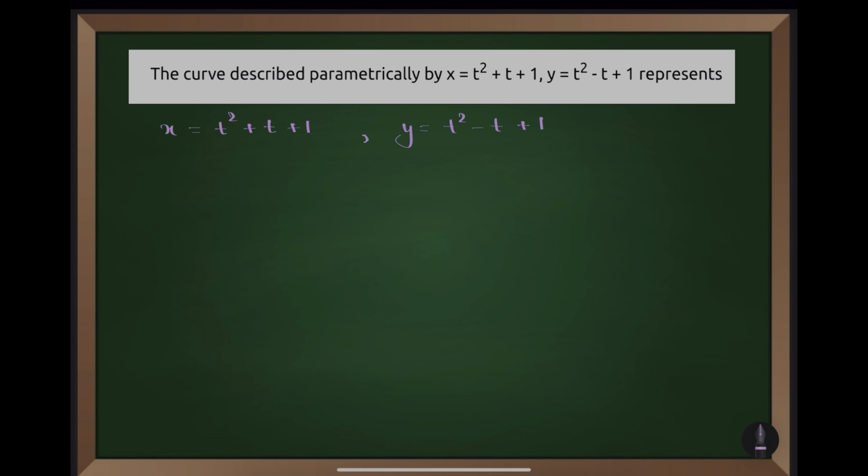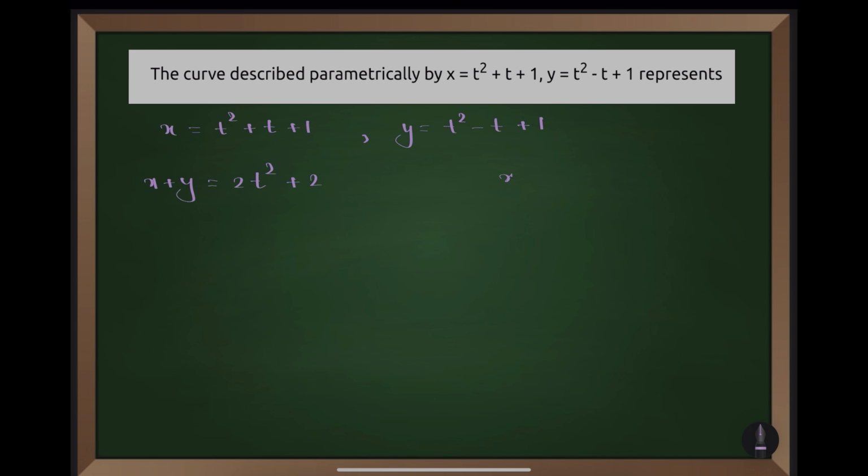Okay, so look at this. We have a problem with t square. So why don't we just add and subtract? Look at this. If you add, what will happen? x plus y will become 2t square plus t, t gone, and then 2.